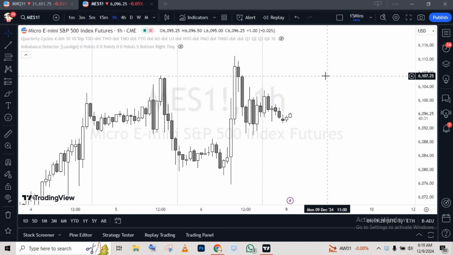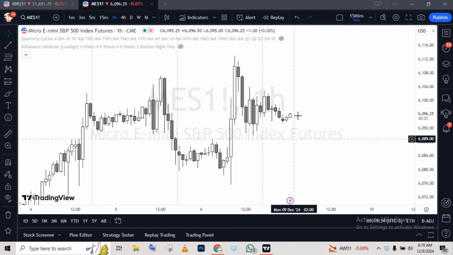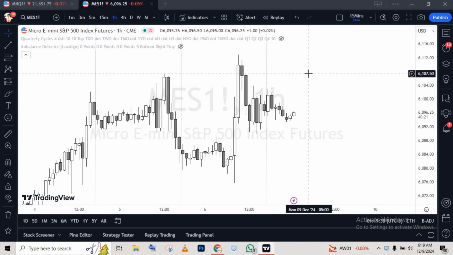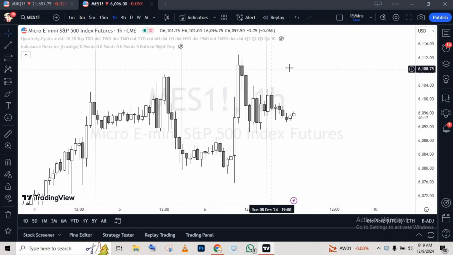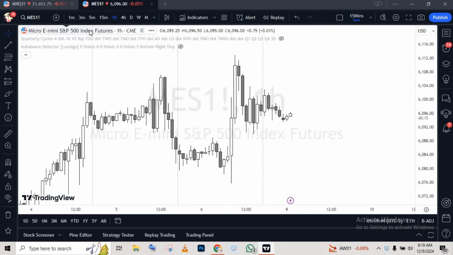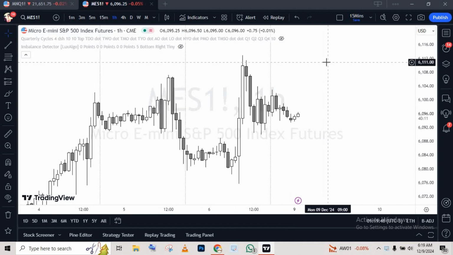Today is the ninth of December 2024. Today is Monday and I am looking to trade futures MES MNQ. So the chart you're looking at right now is micro E-mini S&P 500 index futures, and I am looking at this chart with ICT advanced market structure.